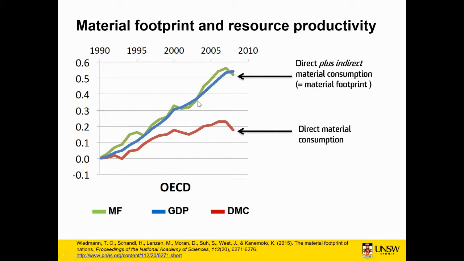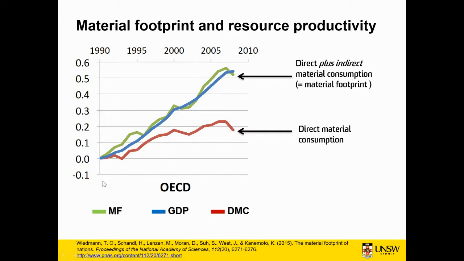So if we had looked at the GDP growth, which is the blue line here, and the direct material consumption, we would have concluded some decoupling happened here, right? In the sense that the GDP grew proportionally more than the material consumption. But then if you redo this in terms of material footprint, which is just incorporating the raw material equivalents, then we see basically no decoupling.